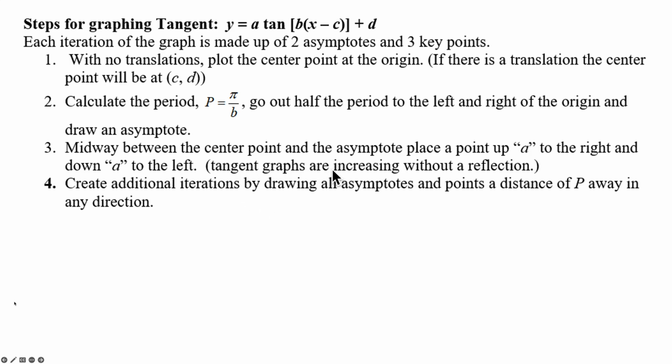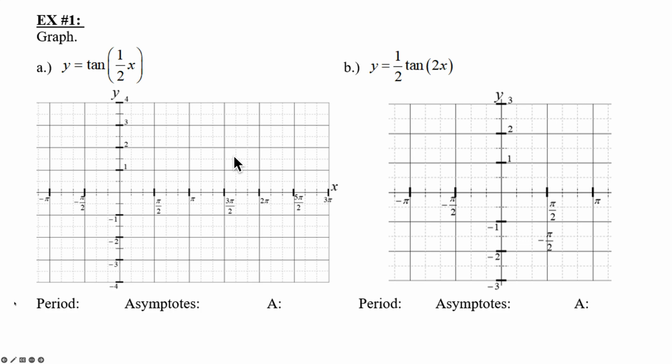Your tangent graphs are increasing without a reflection. If I have to flip it over the y-axis or over the x-axis, then it's going to become decreasing. All right, then we just create additional iterations, which means additional periods, by drawing all the asymptotes and points a distance of p away in any direction. All right, so let's graph y equals tangent of 1/2 x.